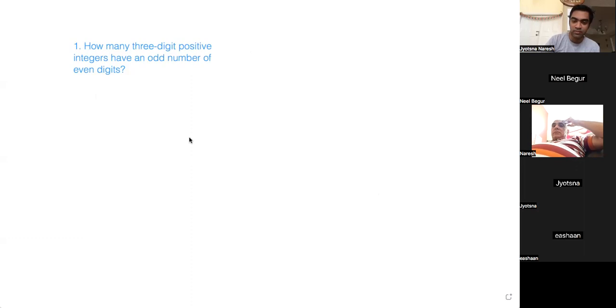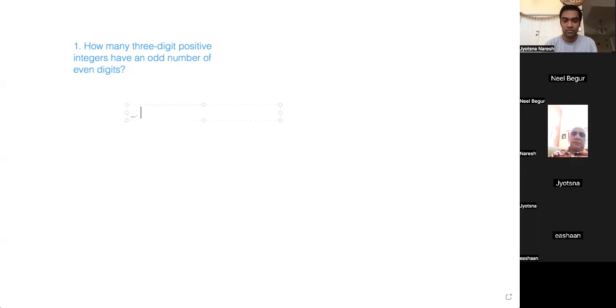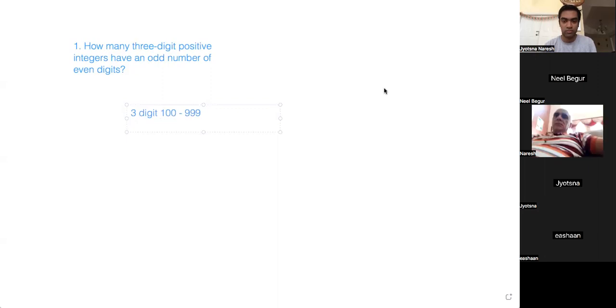So it says, how many three-digit positive integers have an odd number of even digits. Three-digit positive integers are from 100 to 999. Okay, good. And so I found out, from 100 to 110, how many there were with an odd number of even digits, and there were 6 in 100 to 110.